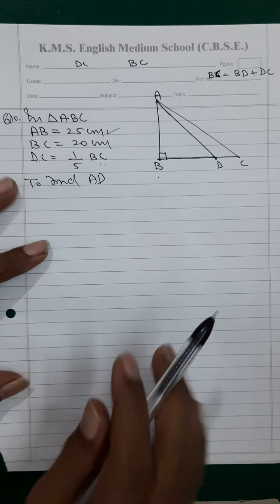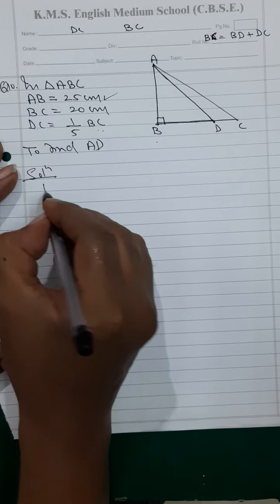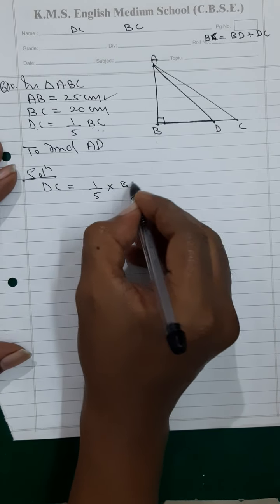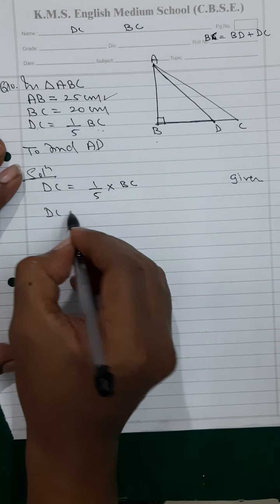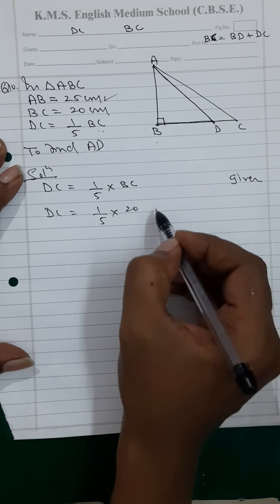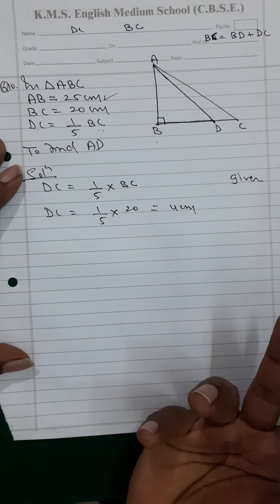Let's forget everything else, it is unnecessary. See, basically DC is equal to 1/5 of BC. This is given. Therefore, DC is equal to 1/5 of what is BC? 20. So 4 centimeter. We got DC as 4 centimeter.